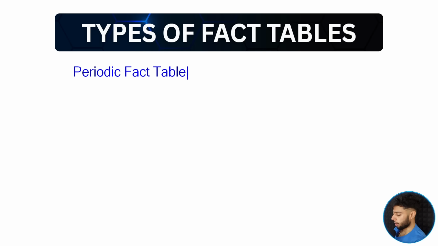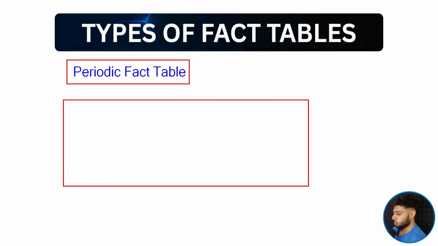What is a periodic fact table? When we talk about the periodic fact table, as the name suggests, it actually represents a period. Instead of just one transaction, it will represent a bunch of transactions, and each row will represent a period. Let's say you have a fact table.